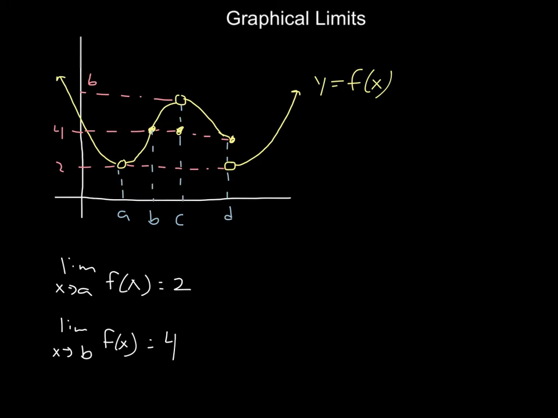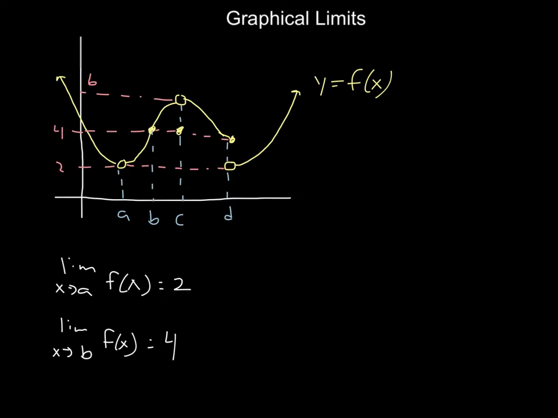Notice the differences between these two. In this one right here, this function is not defined at a. We have a hole there. There's no function value at a, but the limit is still 2. If we could close that hole off, that would make a nice smooth curve. But in this case, it's not defined at a, but the limit is 2. Here, the function is defined at b, and the function value at b is 4, and that does also happen to be the limit. And that's okay.